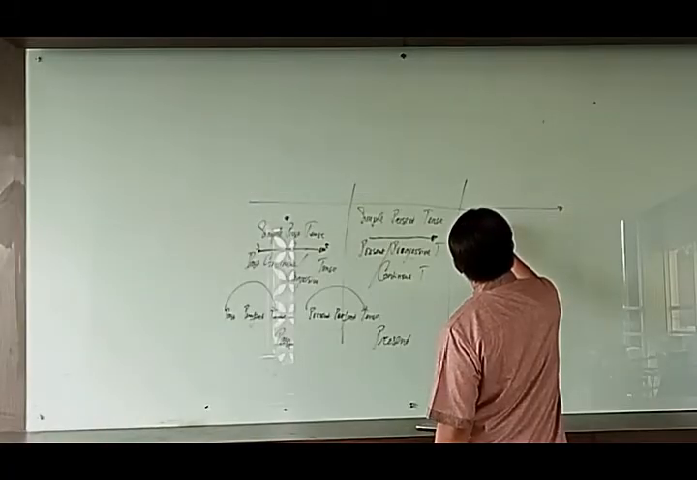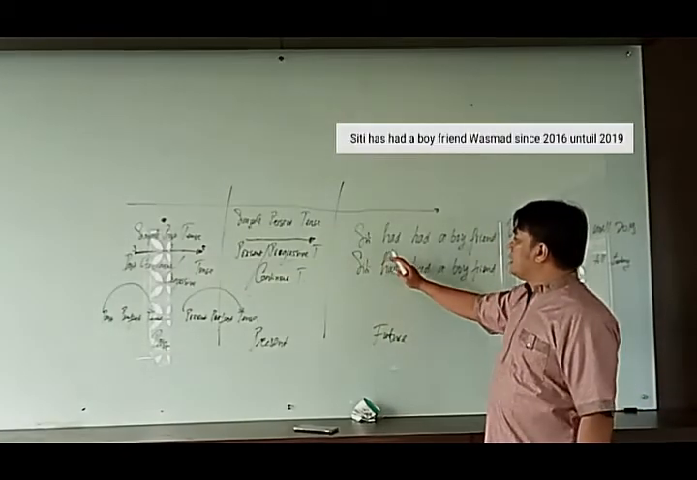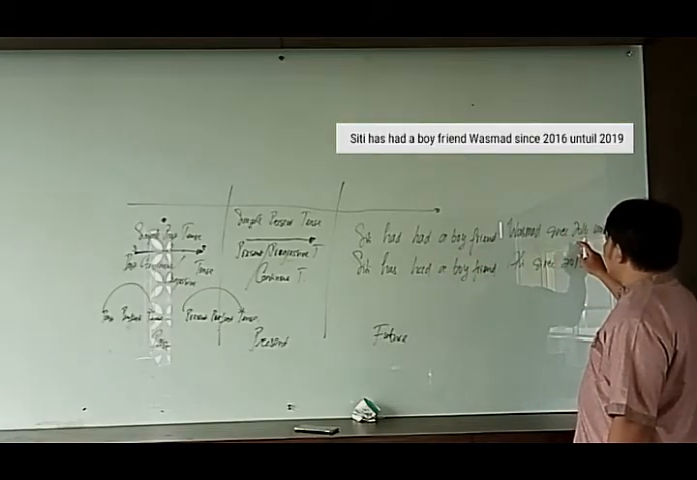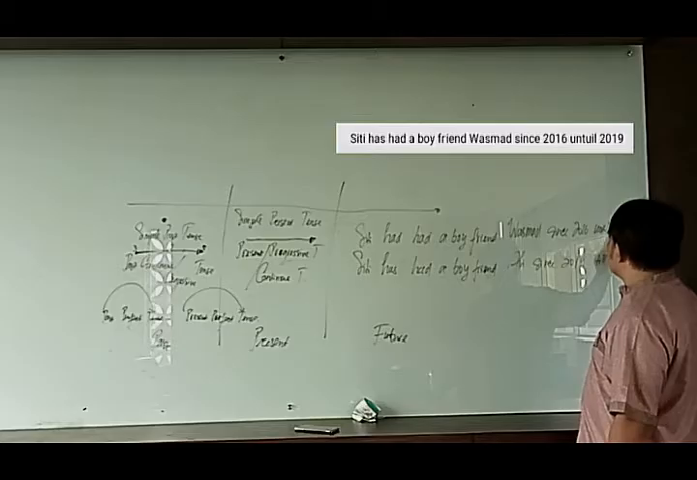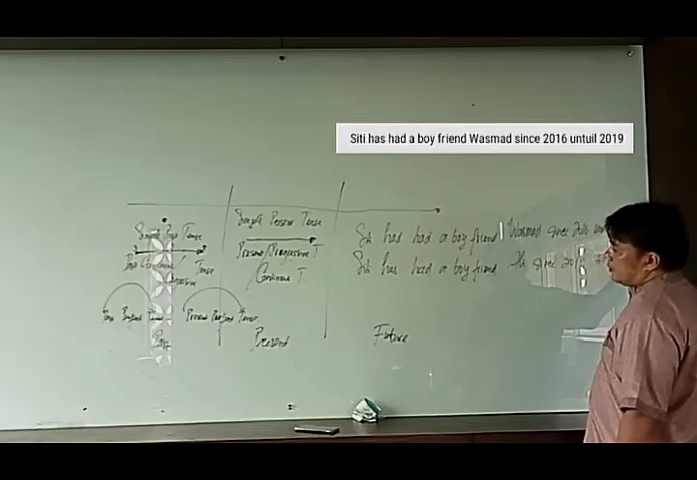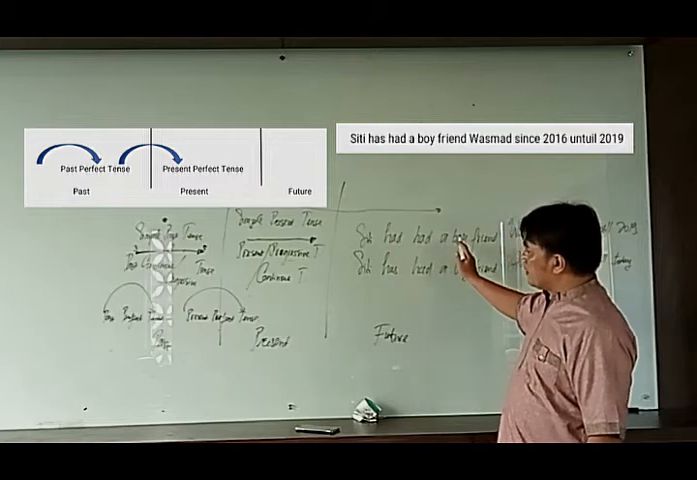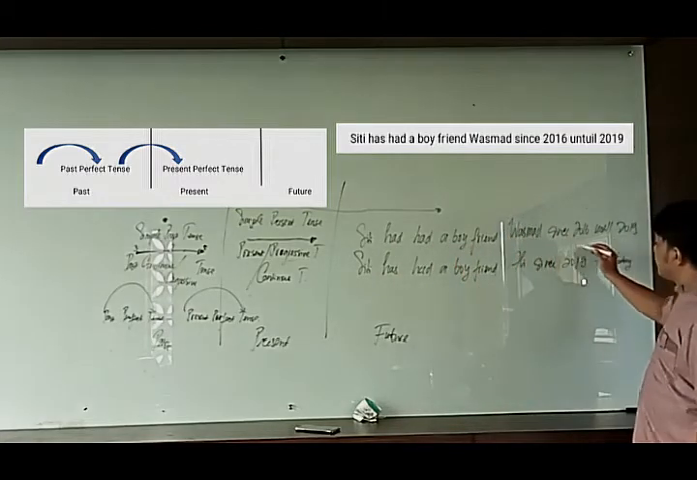For example, Siti had a boyfriend, Wasman, since 2016 until 2019. This one belongs to past perfect tense. Yeah, you know that we use this one.